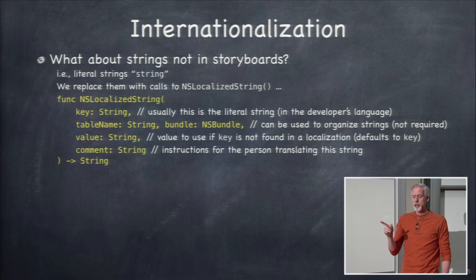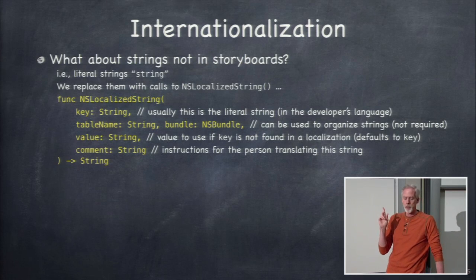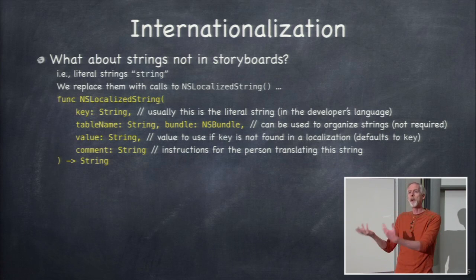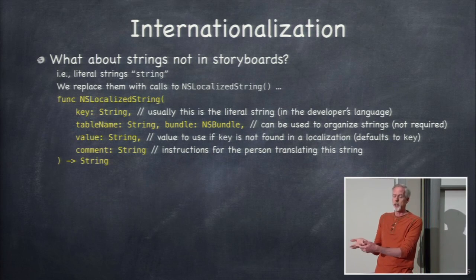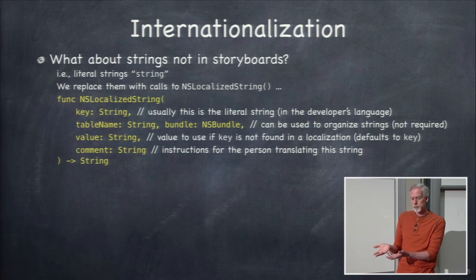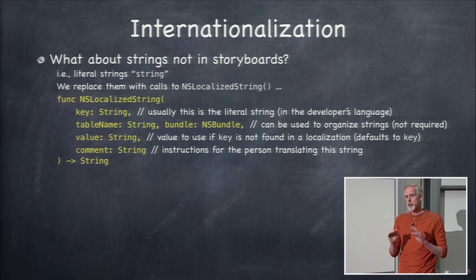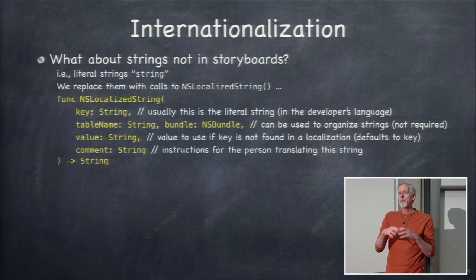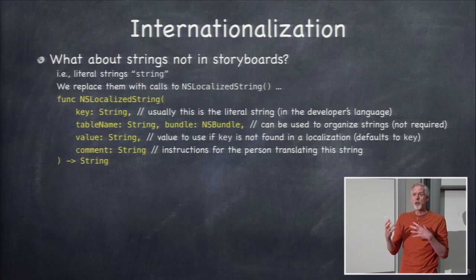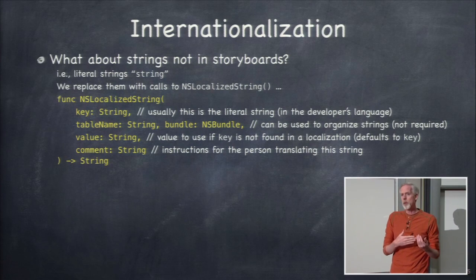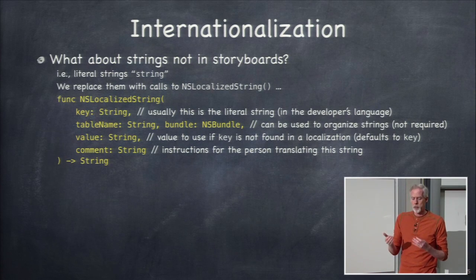If it's not, then the value option, the fourth one there, is the thing that it will use if the translator doesn't translate this key. Now the table name and the bundle are a way of organizing these localized strings into groups. You can put them in little tables. The bundle is more for if you're localizing maybe a framework versus your app. We'll talk about those two arguments in a second.